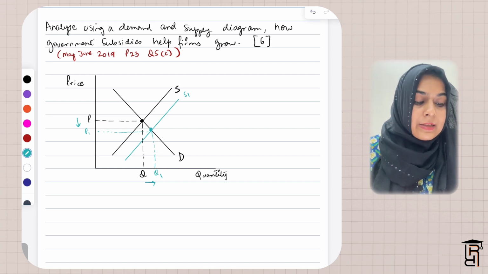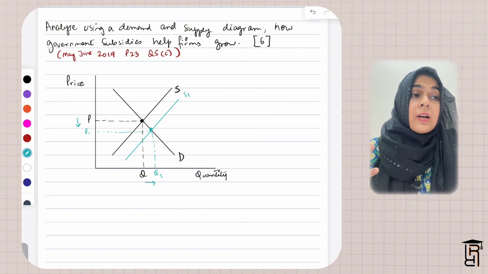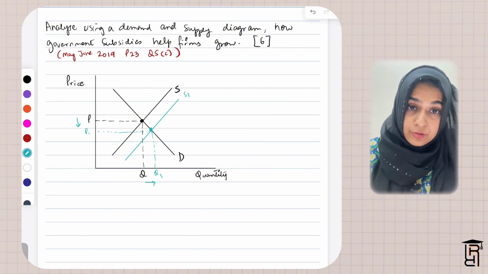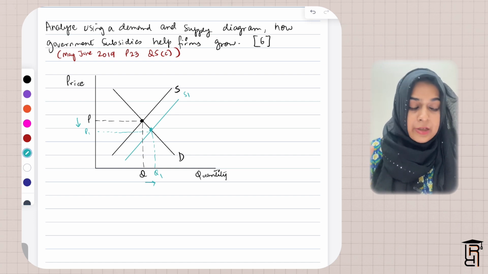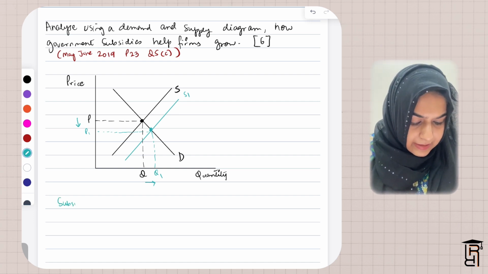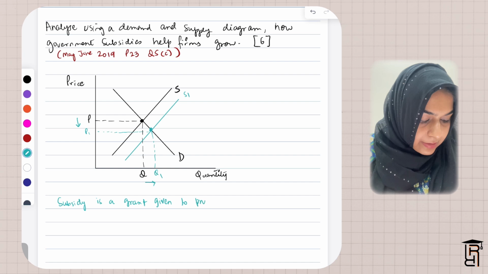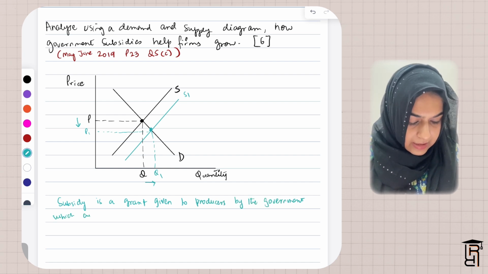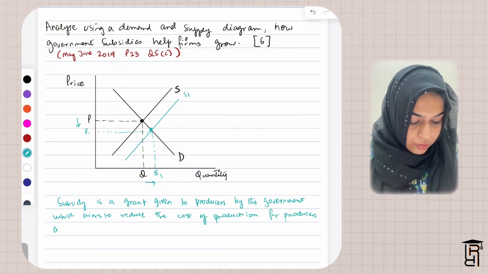What is happening here is that subsidy, you guys should know what a subsidy is. Subsidy is a grant given by the government that aims to reduce the cost of production of producers and therefore also reduce the price for consumers. So you guys will write here, subsidy is a grant given to producers by the government which aims to reduce the cost of production for producers, also reduce the price for consumers.